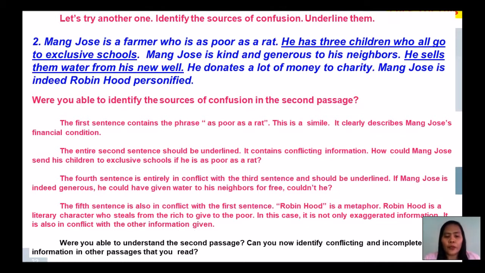Were you able to understand the second passage? Can you now identify conflicting and incomplete information in other passages that you read?